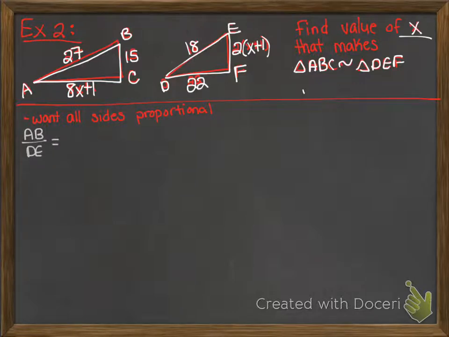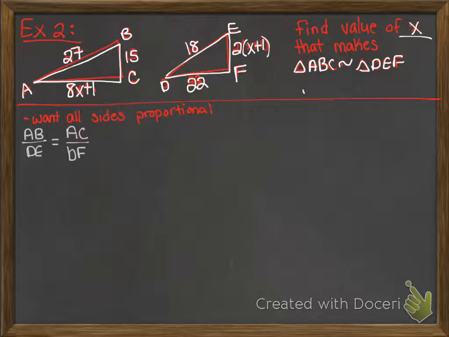If I'm looking at AC, AC is going to go with the triangle that it's part of. So am I going to put it on the top or bottom? What side is corresponding to AC? AC and DF. Good. Now plug in what you know. That says DF.